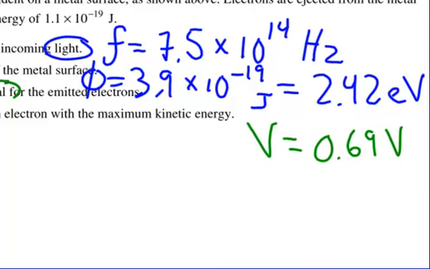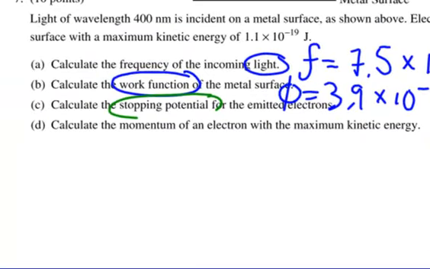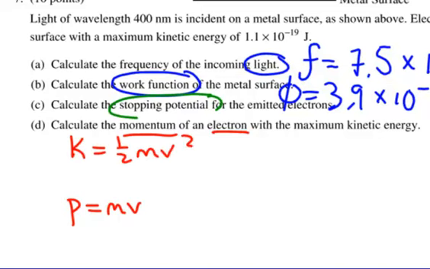D says calculate the momentum of an electron. Okay, and I'm going to do this in red. You see that word momentum, and you see that electron. What does that mean? I have a particle. Okay, in order to find the momentum, I know momentum equals mass times velocity. I need to find my velocity first. So I'm going to take my kinetic energy is equal to 1/2 mv squared. That's how we find velocity.